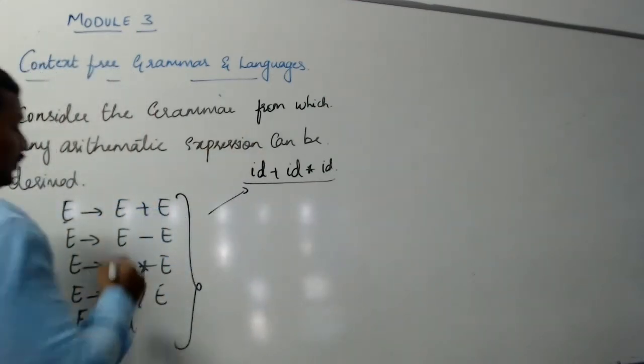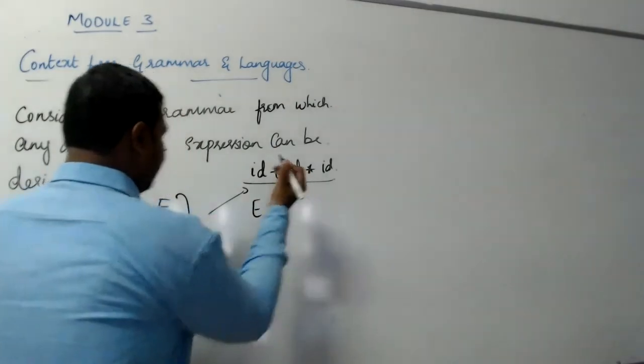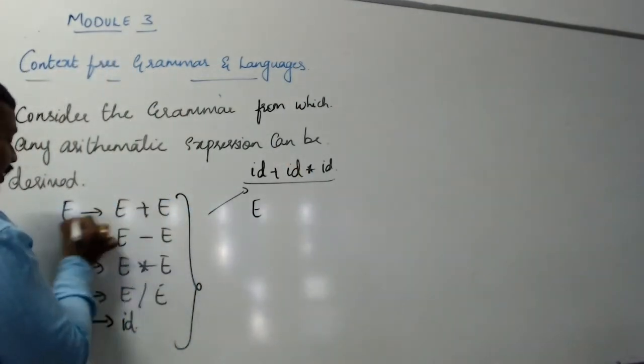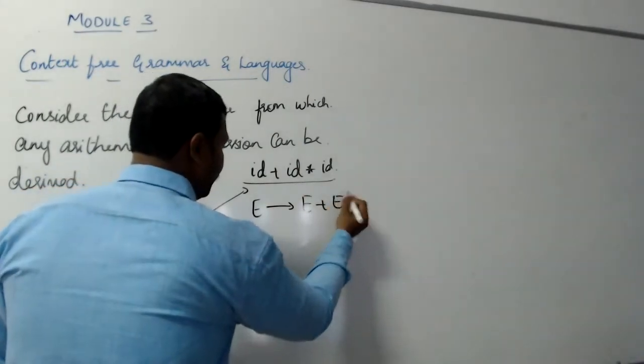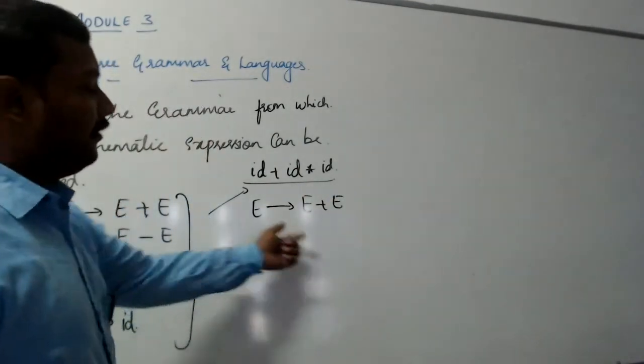So first, using this grammar, there is a plus here, so its production applies: E tends to E plus E, right? But E cannot be left directly like that.